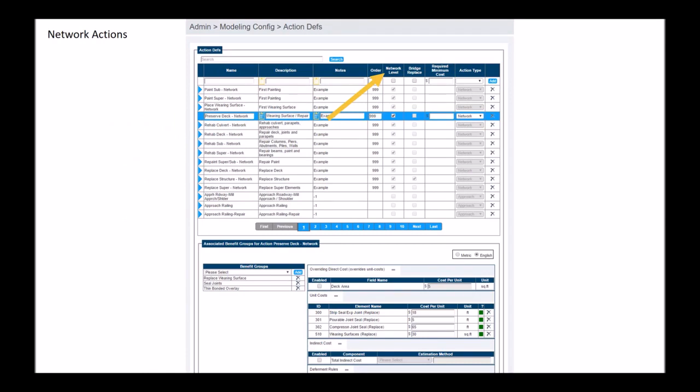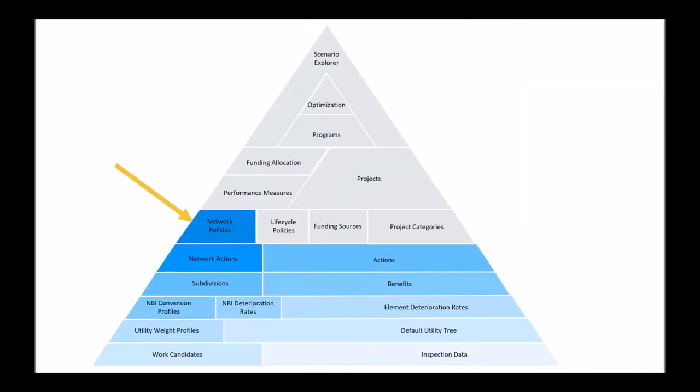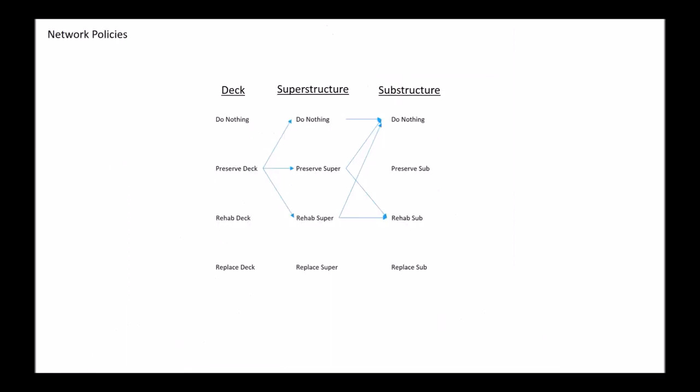So actions which are built using the top-down network analysis mentality, that are made to be generic and used at a network level, can be distinguished from the other actions, your bottom-up or work candidate actions, by checking the network level box. This will enable this action to be used in the network policies, which is what we're going to discuss next, network policies.